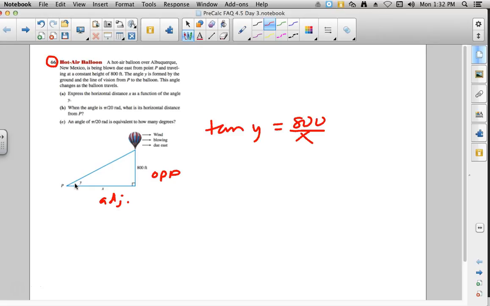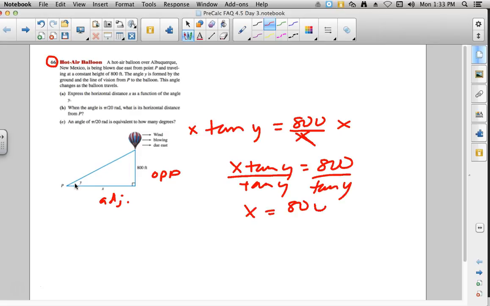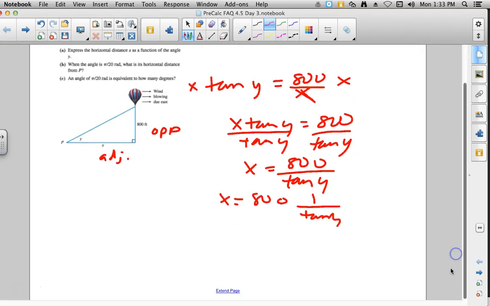What they said was that they want us to have x equals something to do with y. There are a lot of different ways to do that. First, I just multiply by x to get x out of the denominator, and then divide by the tangent of y. For purposes of putting this in a calculator, I would absolutely just leave that as it is, because as you know, we don't have cosecant, secant, and cotangent buttons on our calculator. The book chose to say this is the same thing as 800 times 1 over the tangent of y. And it is.